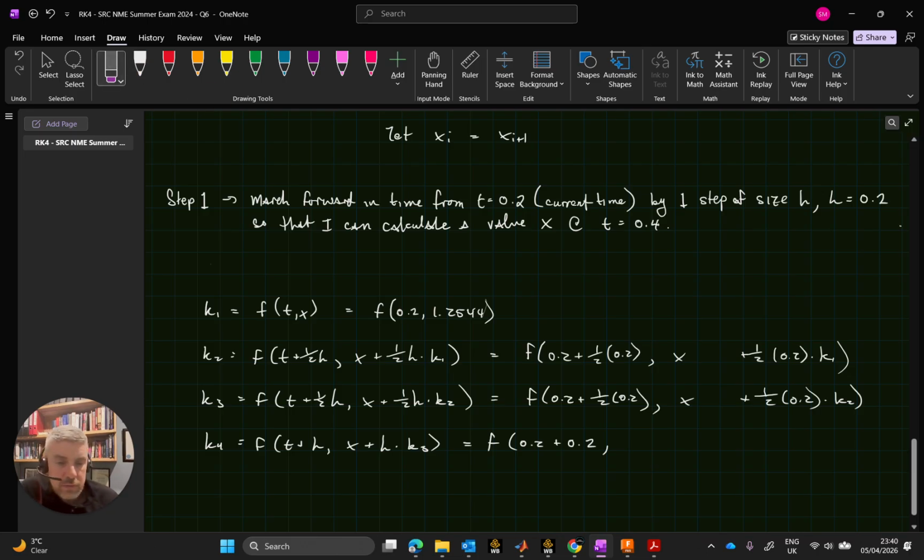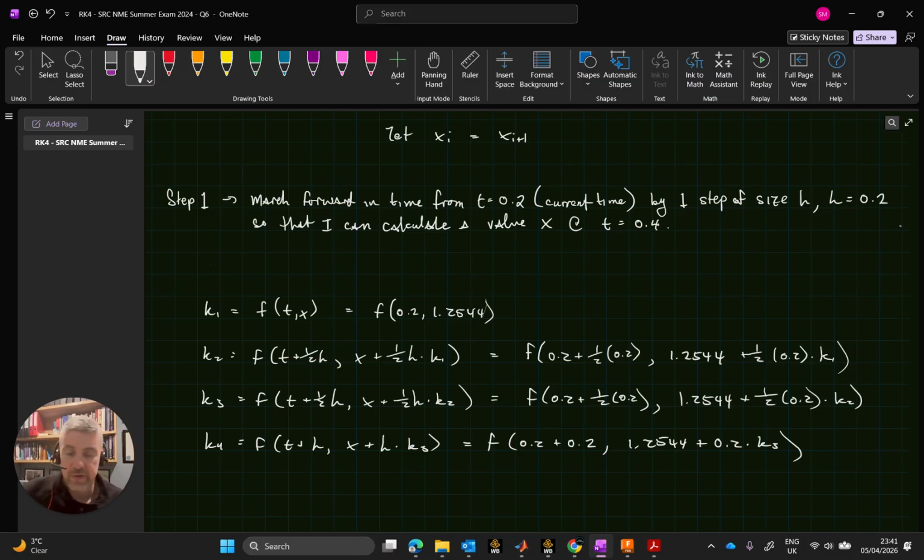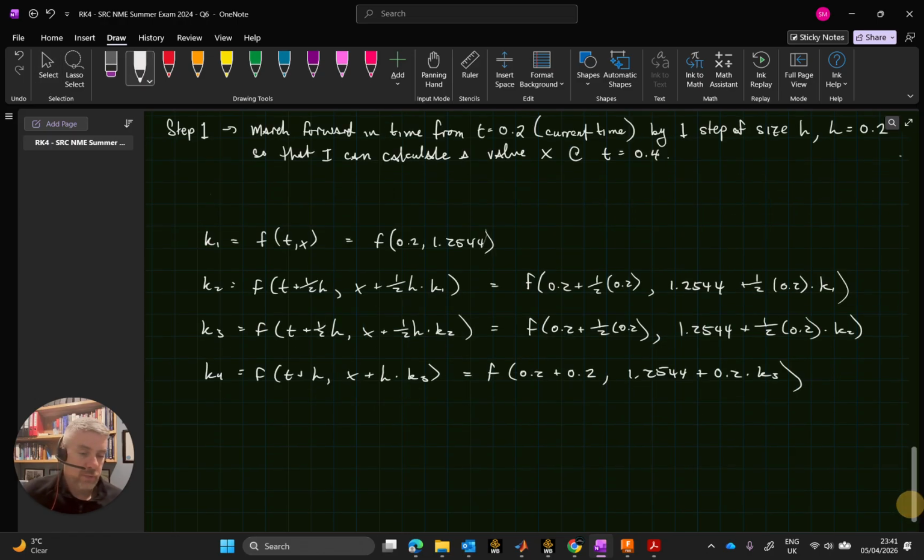My x value, I don't need to write what my x is there, but my x value is 1.2544 plus my h value, which is 0.2, by K3. And then, of course, my x of i plus 1, which is going to be my x at 0.4, is going to be x of i, which is 1.2544, plus 1/6 of K1 plus 2 times K2 plus 2 times K3 plus K4, all quantity multiplied by my step size.